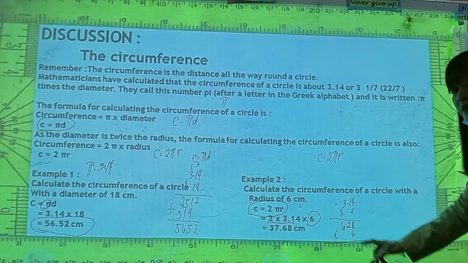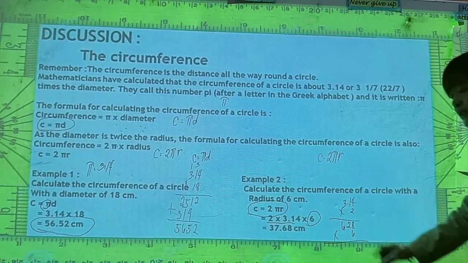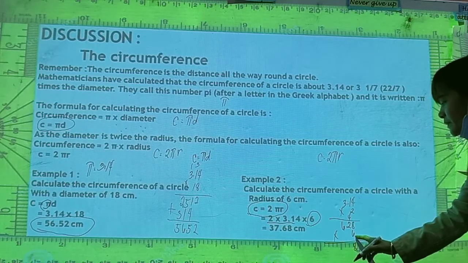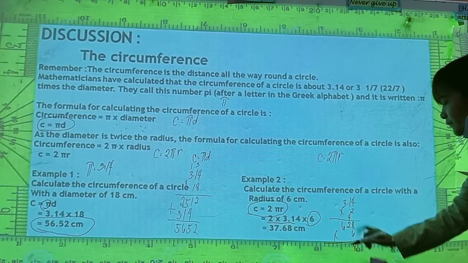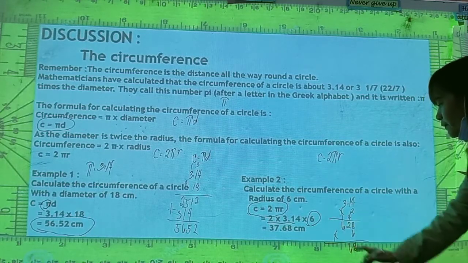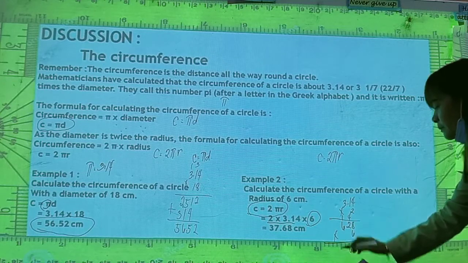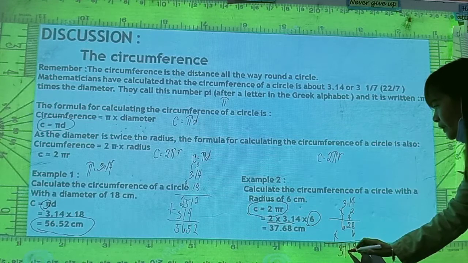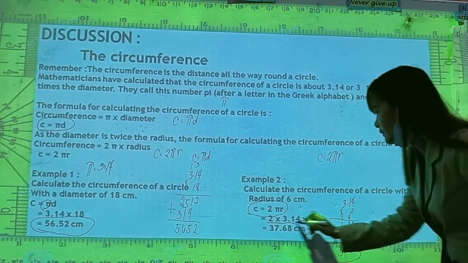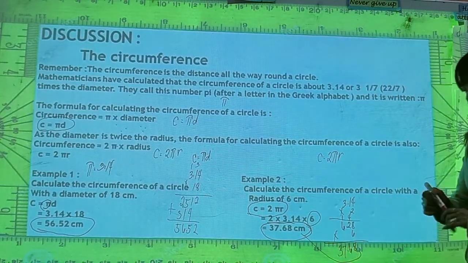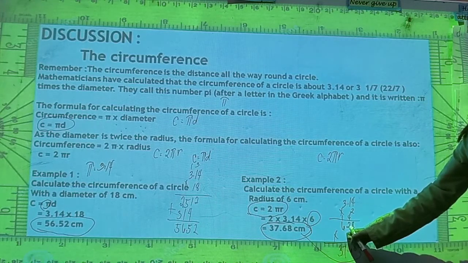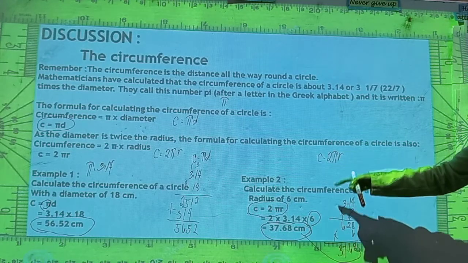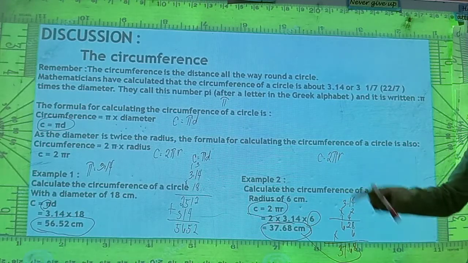So 8 times 6 is equal to 48. 8 carry 4. 2 times 6 is 12. 12 plus 4 is 16. Carry 1. 6 times 6 is 36 plus 1 is 37. How many decimal? 1, 2, 1, 2. Therefore, the answer is 37.68 centimeter.